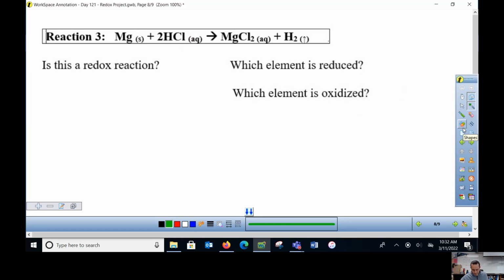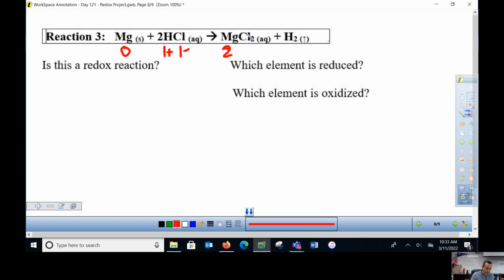Let's look at number 3. Magnesium metal reacts with hydrochloric acid to make magnesium chloride and hydrogen gas. So let's look here. Magnesium by itself starts out being neutral. Hydrogen in the hydrochloric acid, we treat it like a group 1 metal here. When it's an acid, we give it a +1 charge. Chlorine, group 17, -1. In the end, we got an ionic compound.